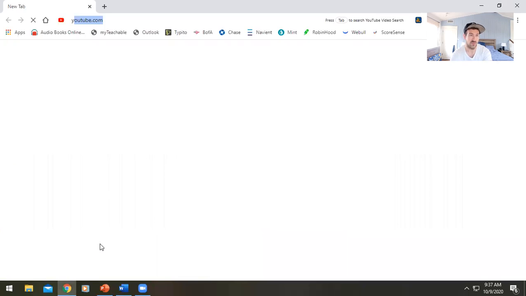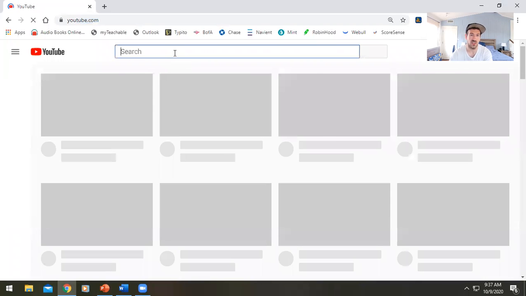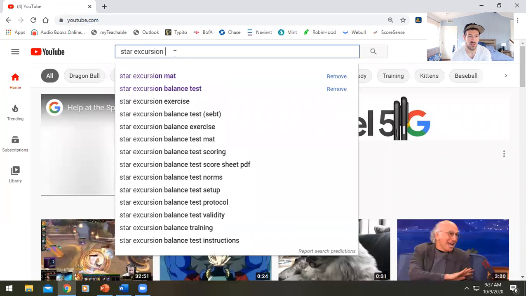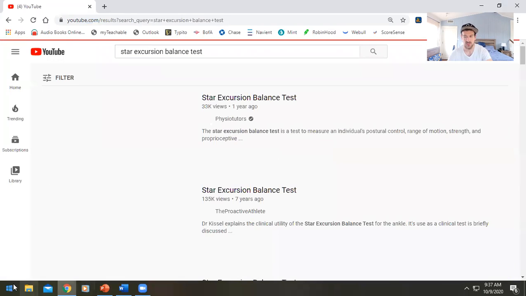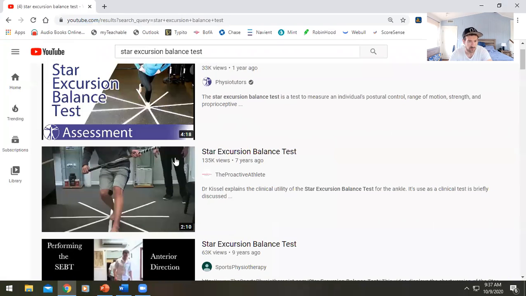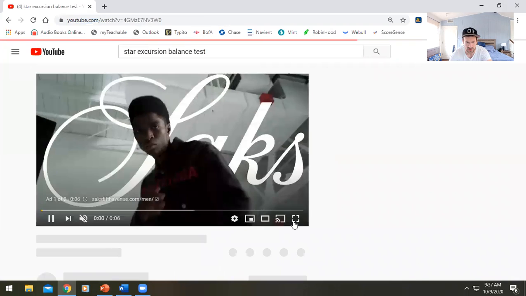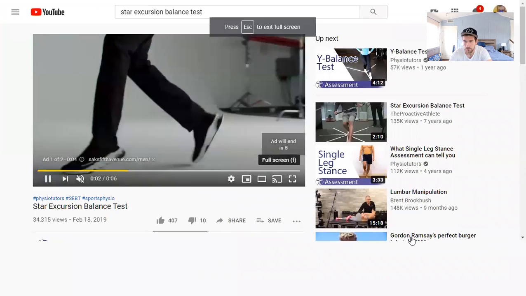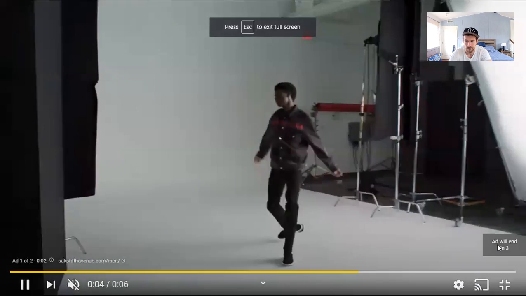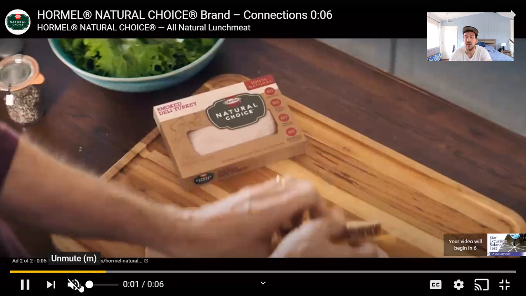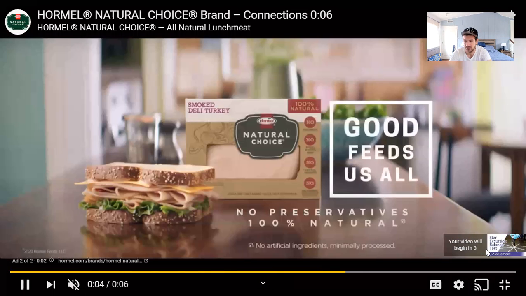So if we look at the STAR excursion balance test. That's an interesting one. Not that one, this one right here. I was like, I don't know why he's holding a stick. Okay. Oh God, double ads. Ugh.